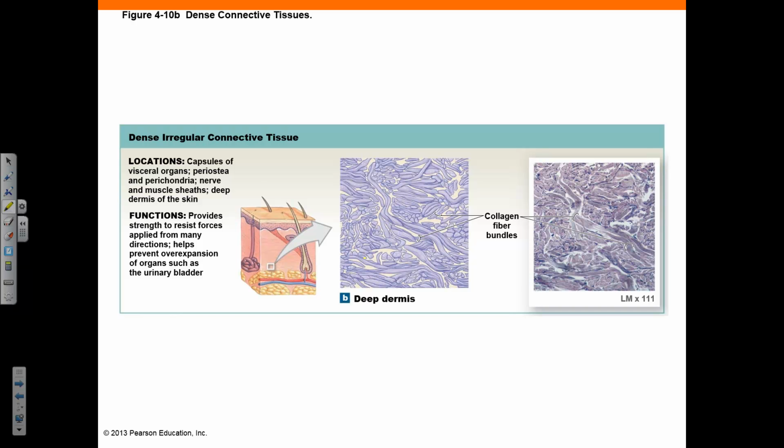An example of dense irregular connective tissue found here is from the deep dermis. Note the lack of pattern compared to the dense regular connective tissue we saw on the previous slide. We see those collagen fibers in bundles, and they do not have that nice parallel organized structure that we had seen in the dense regular connective tissue.